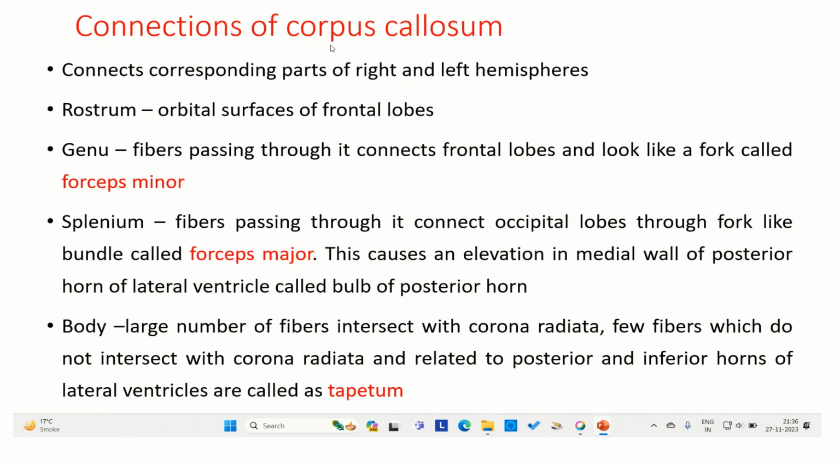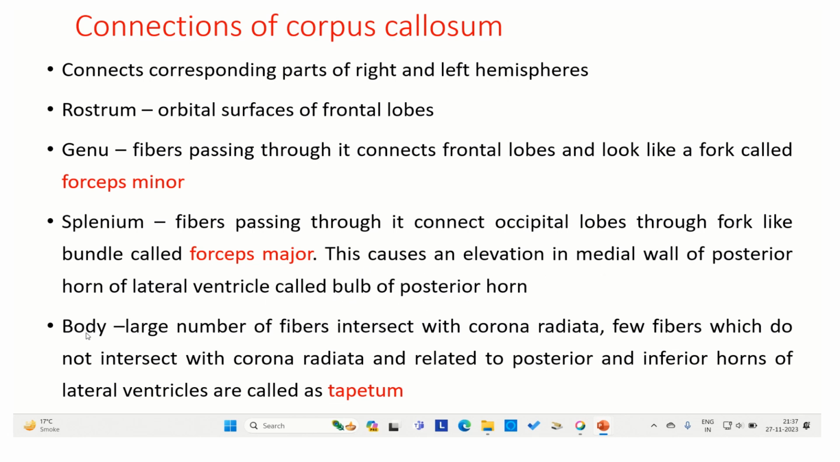Connections of the corpus callosum. It connects corresponding parts of the right and left cerebral hemispheres. The fibers passing through the rostrum connect the orbital surfaces of the frontal lobes. The fibers passing through the genu connect the frontal lobes and look like a fork, called forceps minor. The fibers passing through the splenium connect the occipital lobes. Again, they look like a fork, called forceps major. These forceps major fibers cause an elevation in the medial wall of the posterior horn of the lateral ventricle called the bulb of the posterior horn.